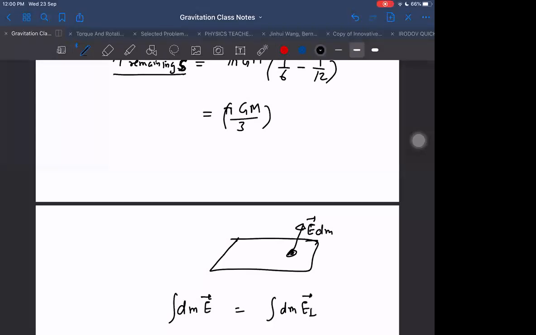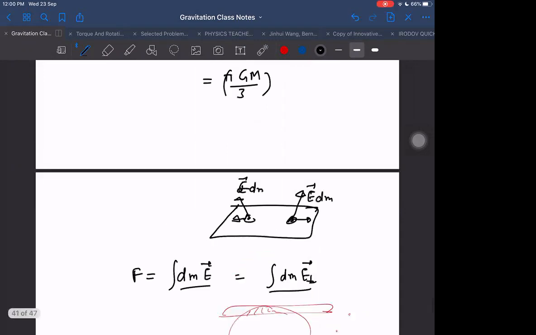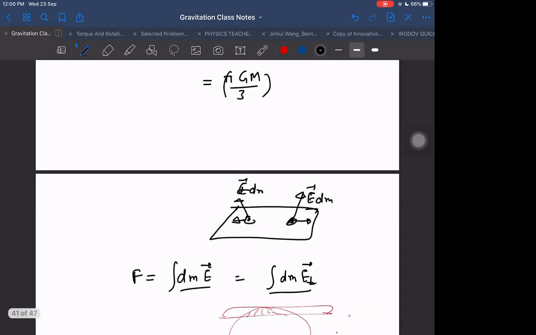How do I know that? It has a horizontal component, but here also there will be another equivalent mass. By symmetry, I can say all horizontal components get cancelled out. So finally, net force will come out to be only in the perpendicularly outward direction. So I can say dm into E perpendicular.